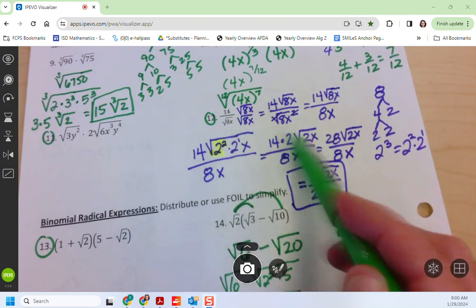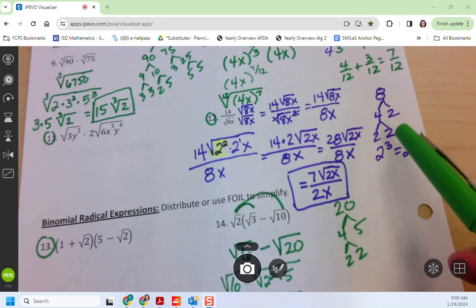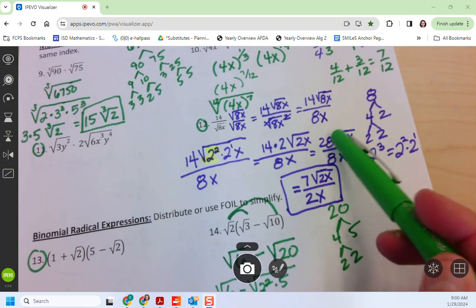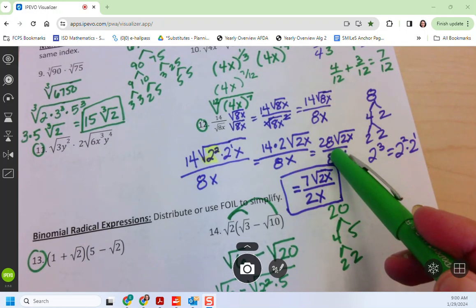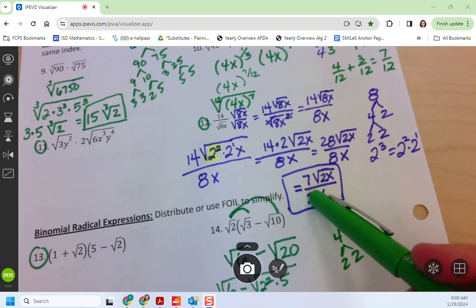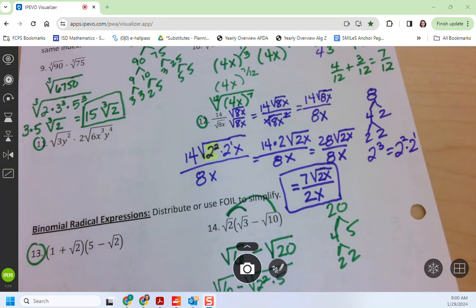The square root of 2 squared is 2, that comes out, and 14 times 2 is 28. Then I simplify 28 over 8 by dividing them both by 4. That's their greatest common factor. So 28 divided by 4 is 7, and 8 divided by 4 is 2. Questions on that one?